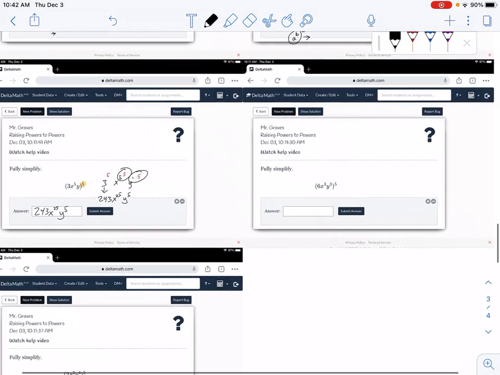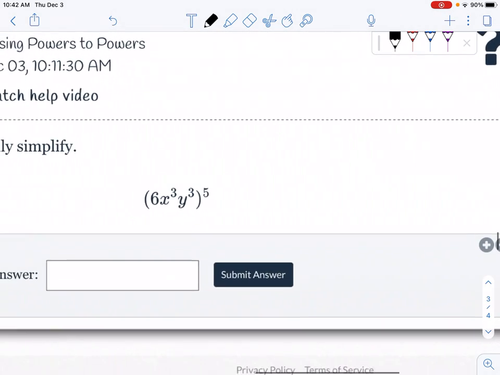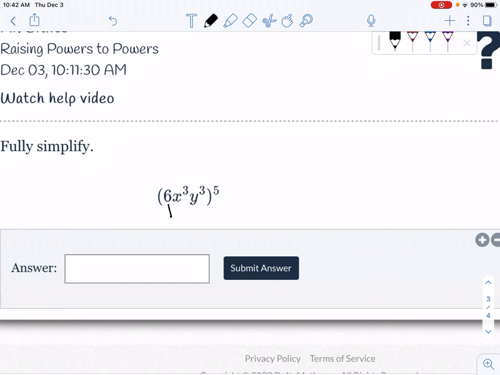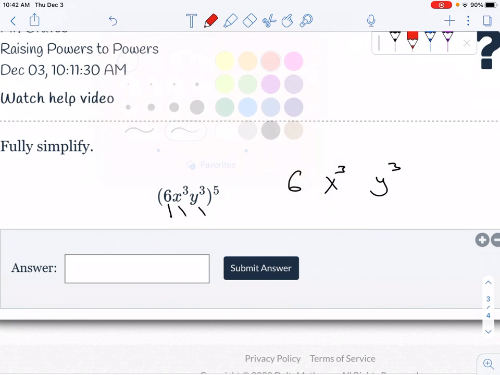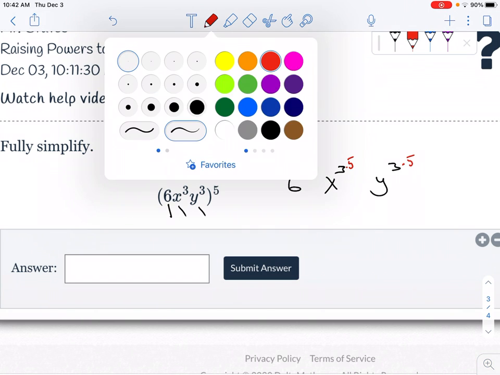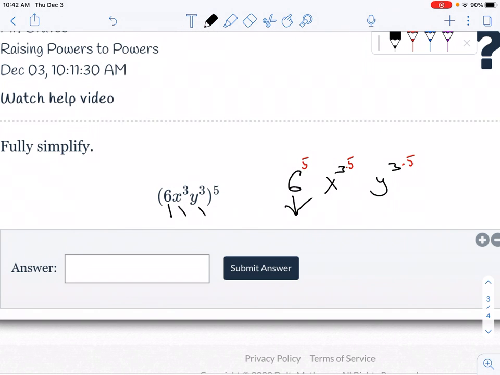Let's see, this will be the last one that I do. Okay, so I have a 6, so I'm going to write 6. I have an x to the 3rd, I'm going to write x to the 3rd. I have y to the 3rd, so I'm going to write y to the 3rd. And all three of these are getting a 5th power. Six to the 5th, I'm going to work out in the calculator.